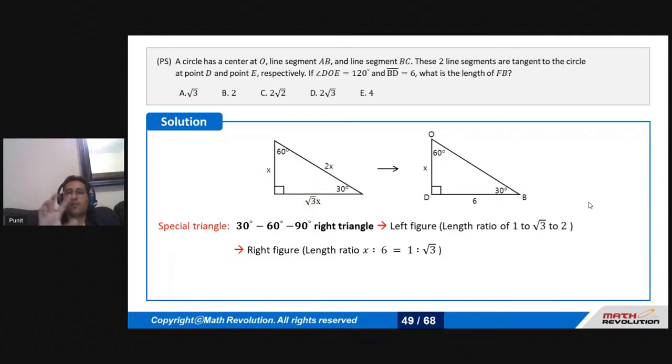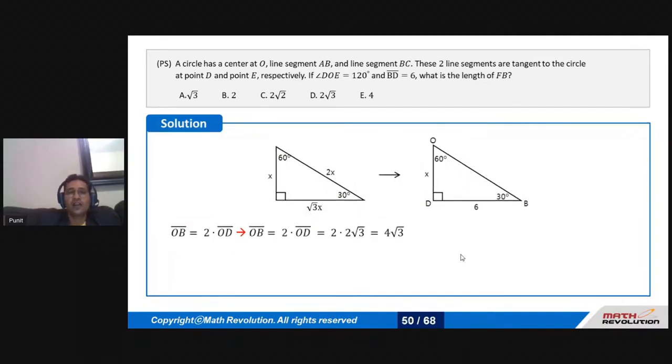The left figure gets a ratio of 1 is to root 3 is to 2. The right figure has to be taken as a ratio, so that x is to 6 should be 1 is to root 3. So we can quickly find the value of x here. x over root 3 equals 6, or x equals 6 over root 3, which equals 2 root 3. So I get the value of x as 2 root 3.